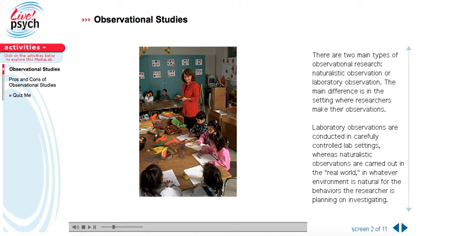The main difference is in the setting where researchers make their observations. Laboratory observations are conducted in carefully controlled lab settings, whereas naturalistic observations are carried out in the real world, in whatever environment is natural for the behaviors the researcher is planning on investigating.